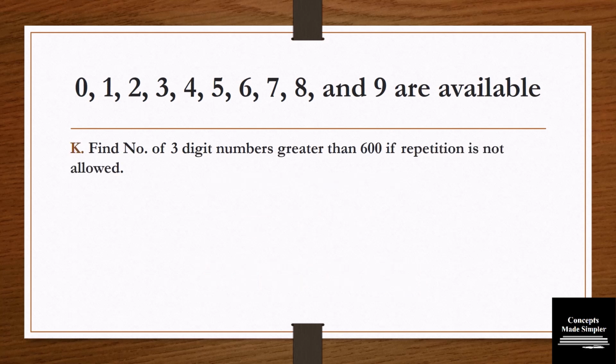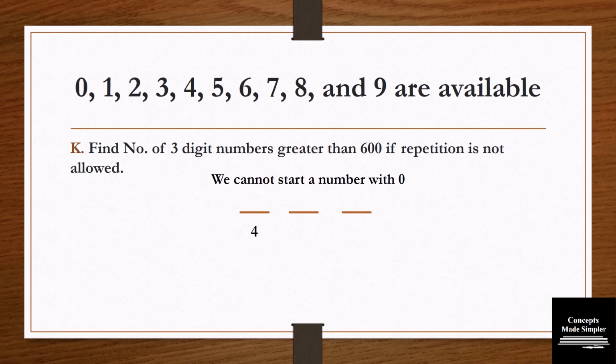The next question is, find number of 3-digit numbers greater than 600 if repetition is not allowed. I would suggest you to please pause this video and try to solve this question by yourself. The solution is, we know that a number cannot start with 0. Now we have 3 placeholders. The first placeholder, since the number should be greater than 600, can be occupied by either 6, 7, 8 or 9. So the number of ways we can do that is 4.